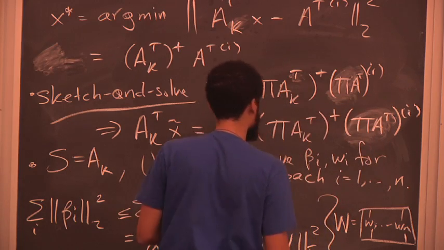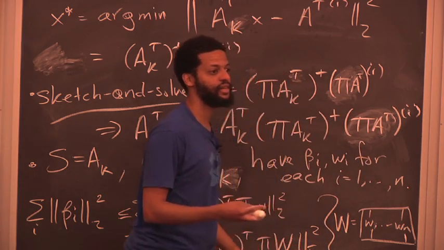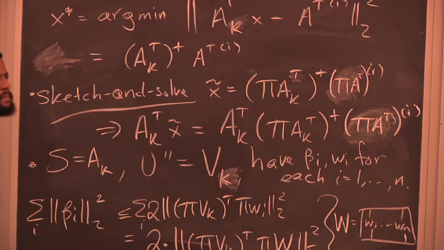And are K and M related? Is what related? The number of measurements and the sparsity, are they related? Yeah, M is going to depend on K.